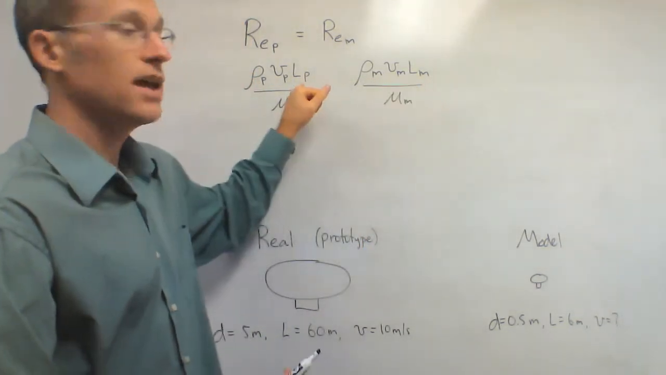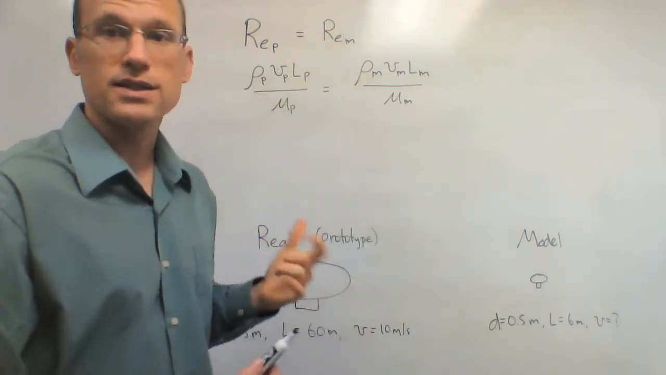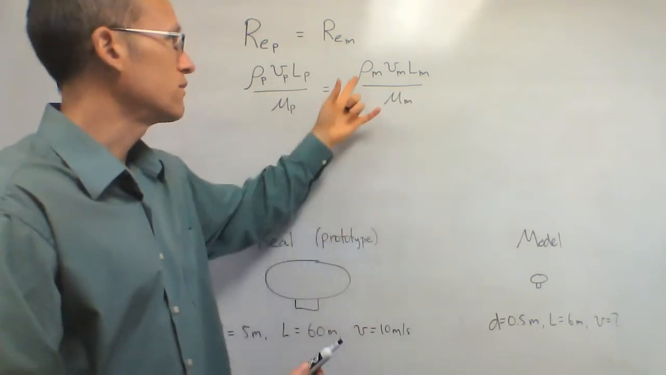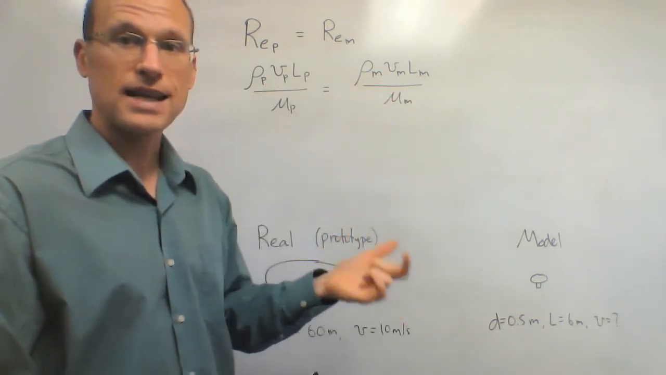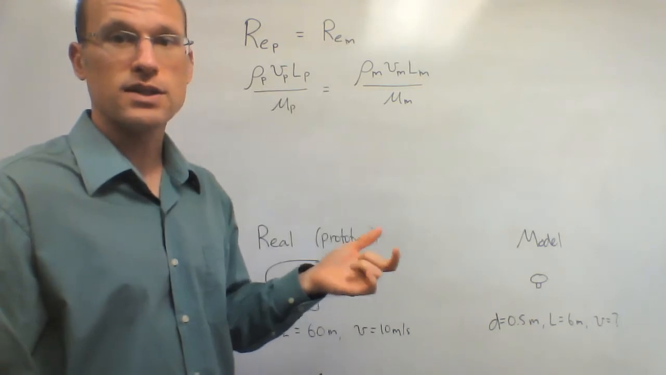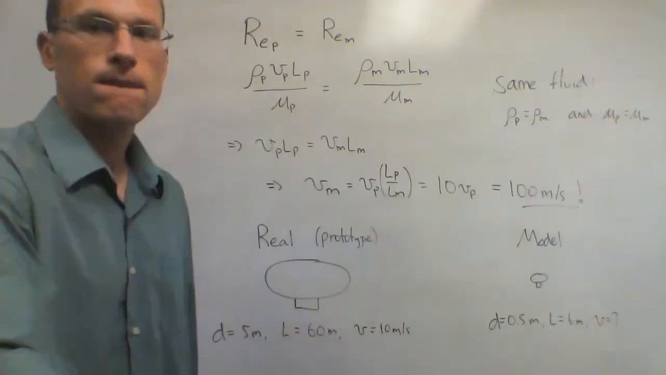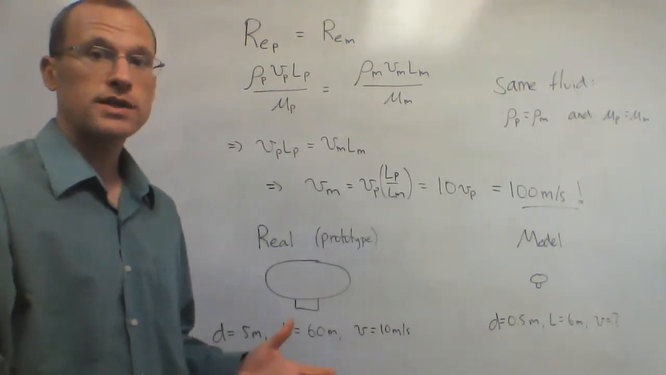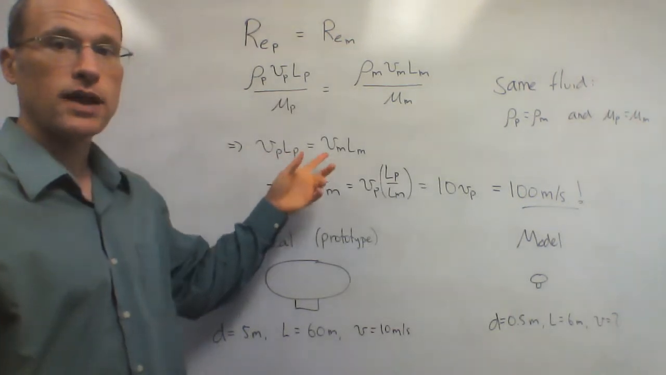So I know my length is going to be 1/10 of that length. I have a choice. Do I want to use the same fluid or a different fluid, with different values of density and viscosity? I'm just going to go with the simple situation of using the same fluid. So if the fluid's the same, densities and viscosities are the same as well. So using the same fluid, I'm left with just V_p L_p equals V_m L_m.